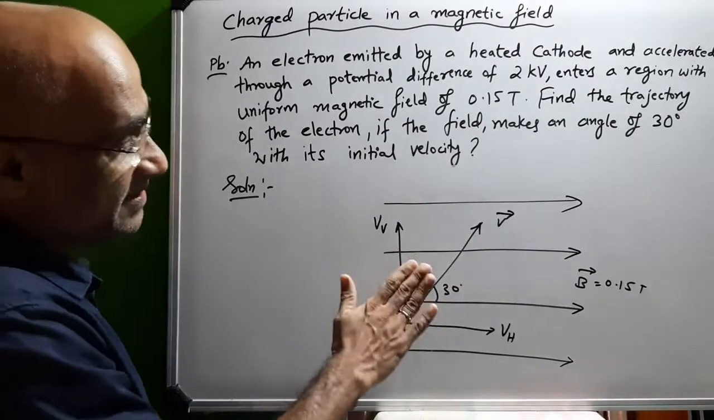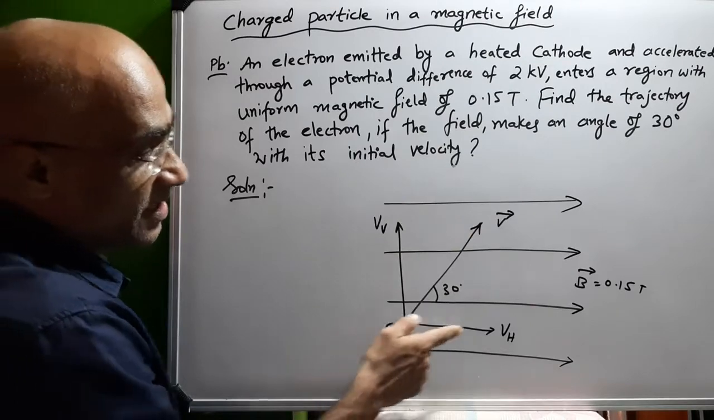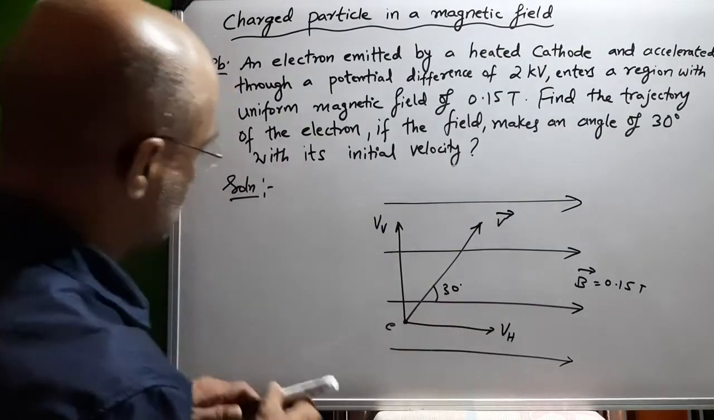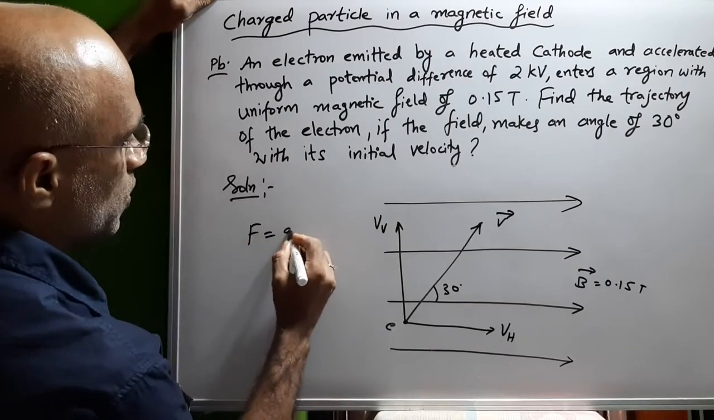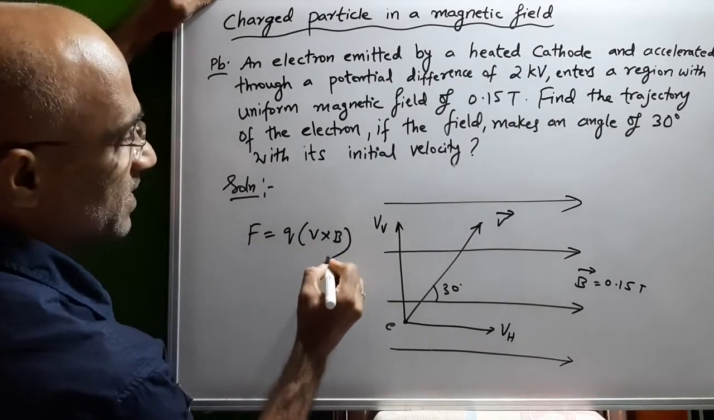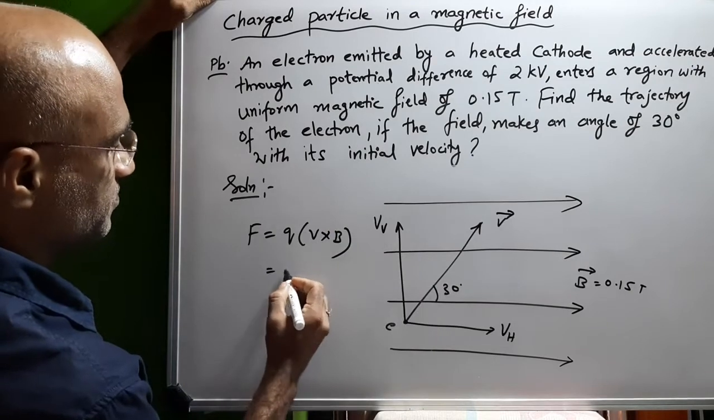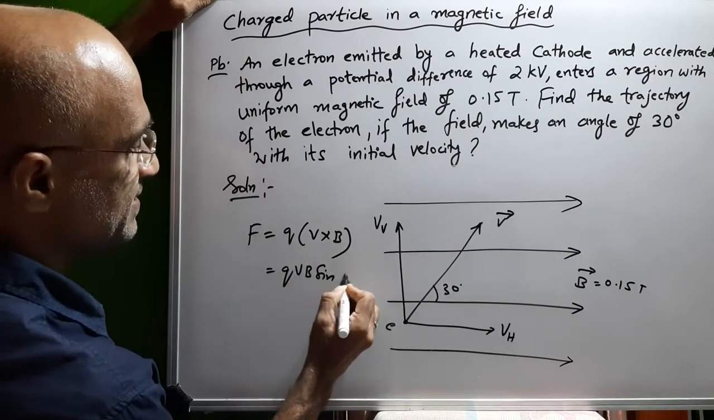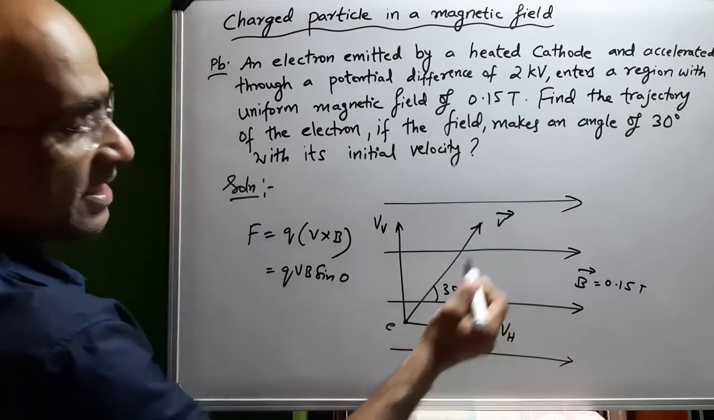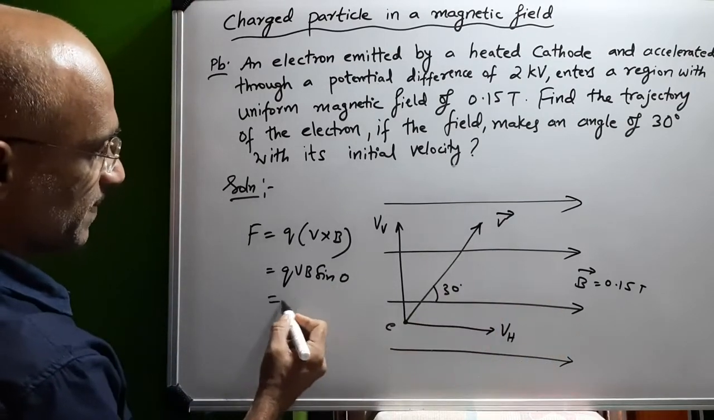Since here in this case it is entering at an angle, for the horizontal component, as per our expression, we know that F is equal to Q into V cross B. The horizontal component simplifies to QVB sine 0, because it is parallel. So sine 0, this part is 0.